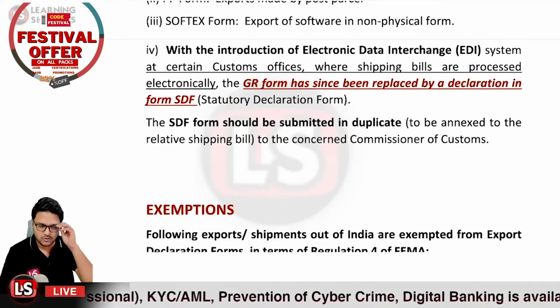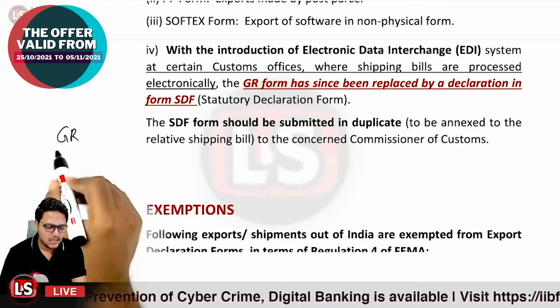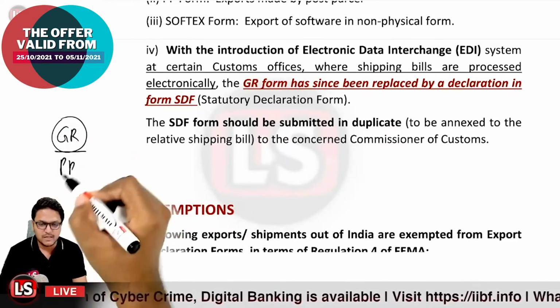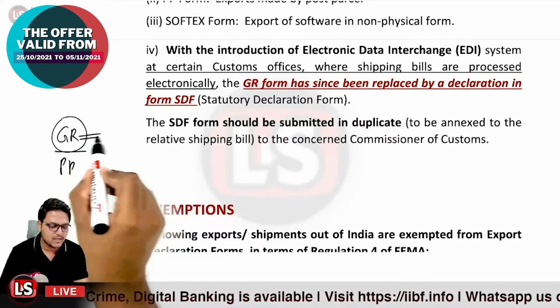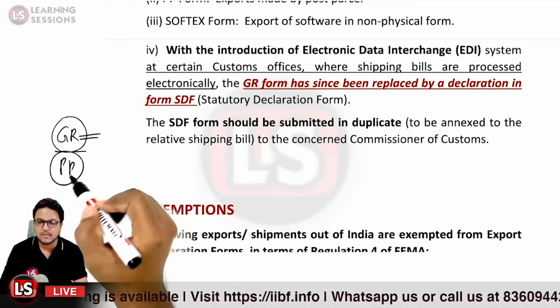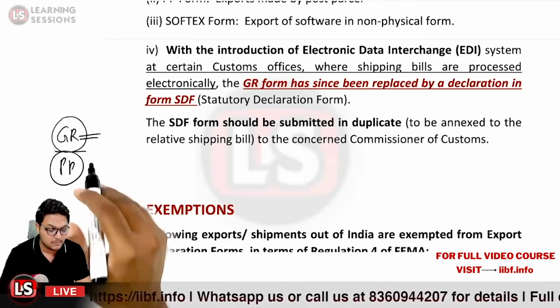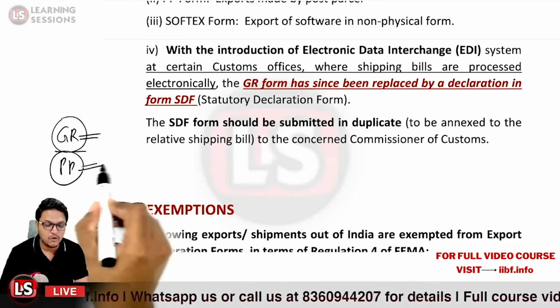You need to declare the forms over there which are prescribed, like the GR form and the PP form. So if there is export by any means other than the post parcel, then the GR form is to be declared. And if the export is made by the post parcel, in that case the PP form will be declared.